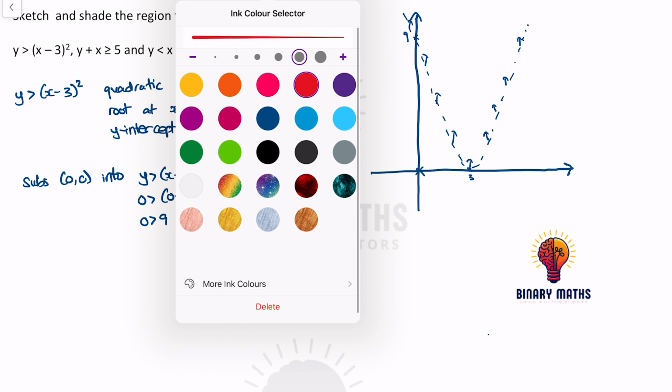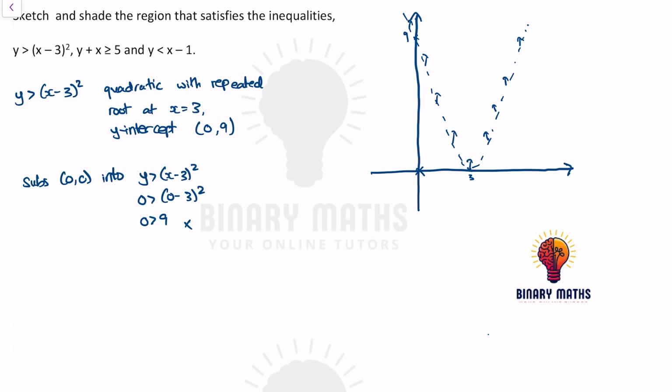Okay, let's look at the second inequality. We've got y plus x is greater than or equal to 5, which implies y is greater than or equal to negative x plus 5. Again, it's a greater than or equal to, so it's going to be a solid line. So 5 is here. It'll also go through 5 here. Solid line, like so. Now you want to identify which part you want, the top half or the bottom half. So you substitute, again, the origin.